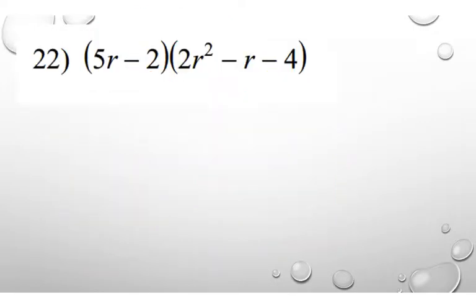Okay, next one, number 22, we're going to multiply and use the distributive property. I chose this one because it's a binomial times a trinomial. So 10r to the third power. In fact, let's pause this video right now. You try it and let's just make sure you got it right.